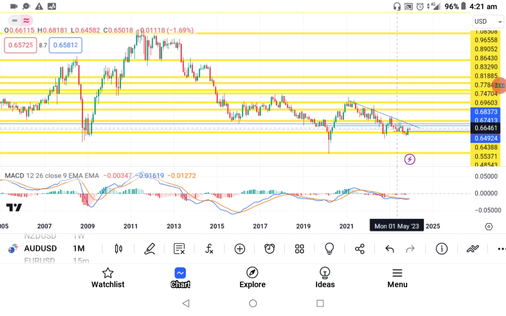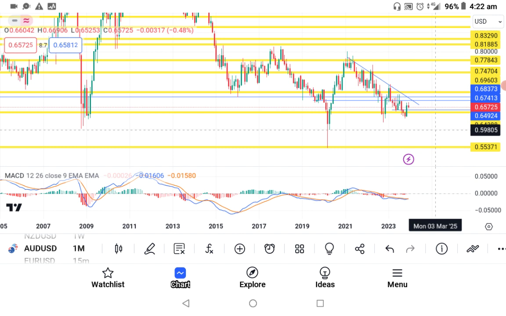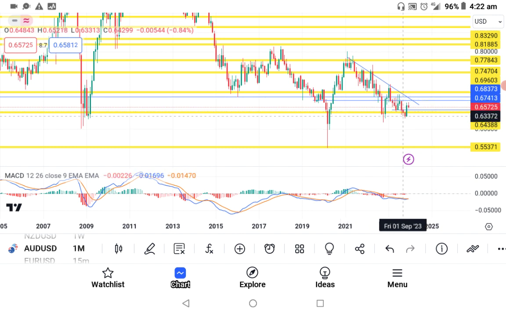Since we know our US dollar index is on a long trend, then any pair trading against US dollars, we want to short. So Australian US dollars, we can see it's trading above the support line. So we have to avoid this trade this week.